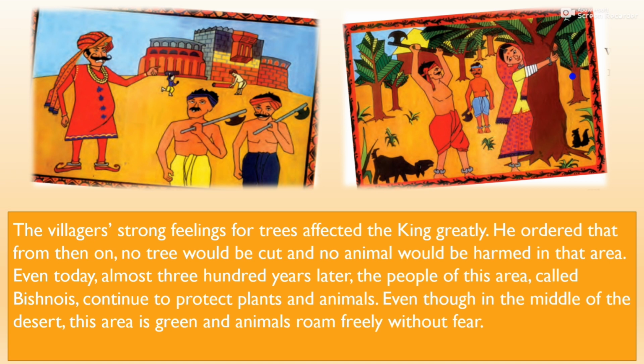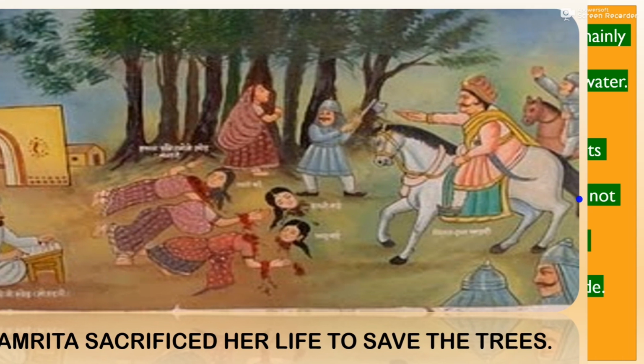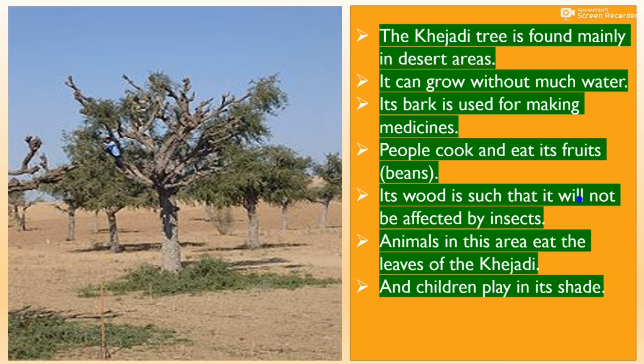Roam means moves here and there. They move here and there, birds and animals, freely without fear, because they don't hunt, they don't cut the trees. You can see in the picture, Amrita sacrificed her life to save the trees. Amrita, along with her daughters, sacrificed their life.